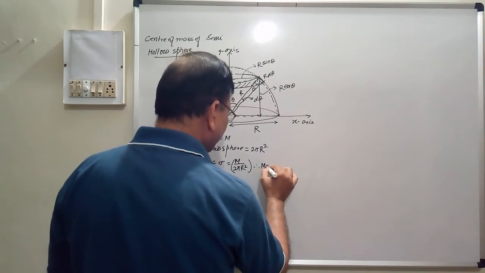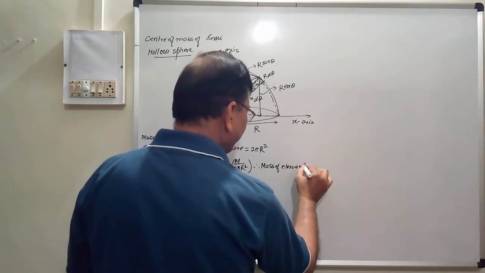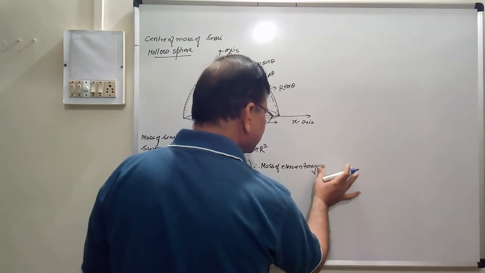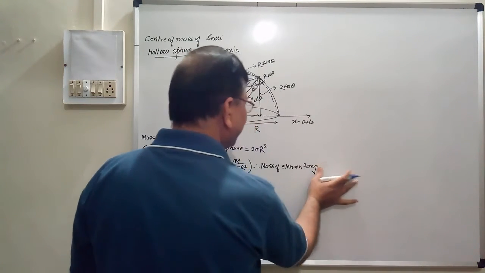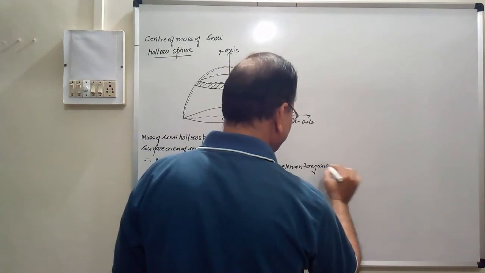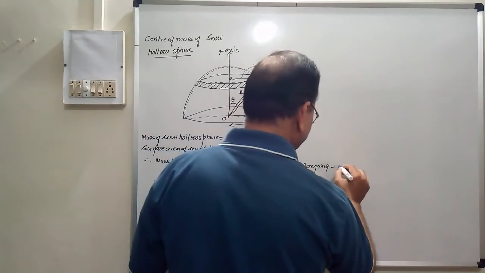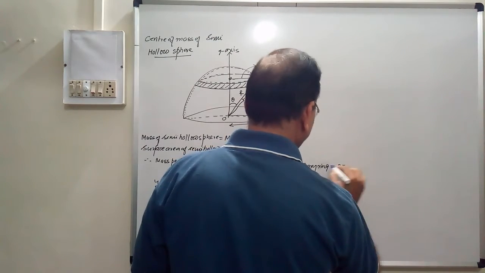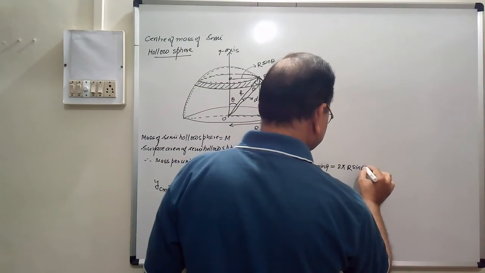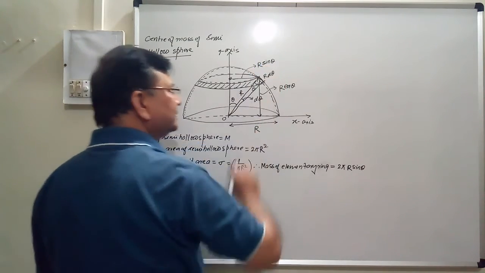Therefore, the mass of the elementary area, we can say elementary ring, is equal to the circumference, that is 2 pi times the radius, which is r sin theta, so 2 pi r sin theta, and this length into r d theta.